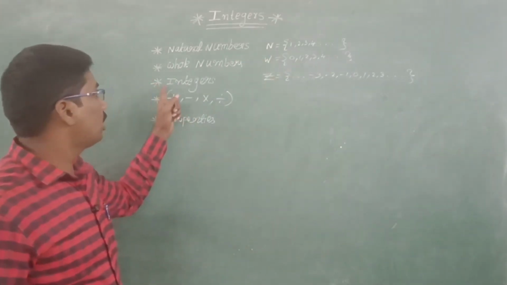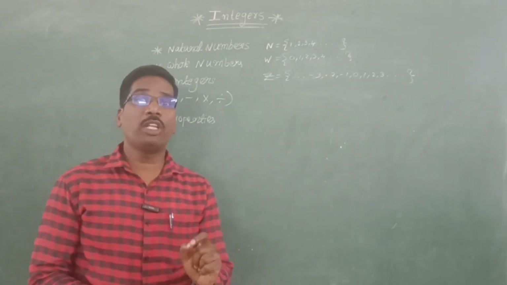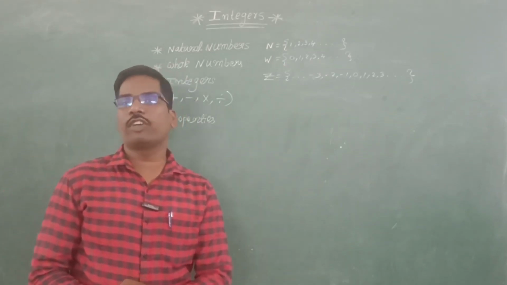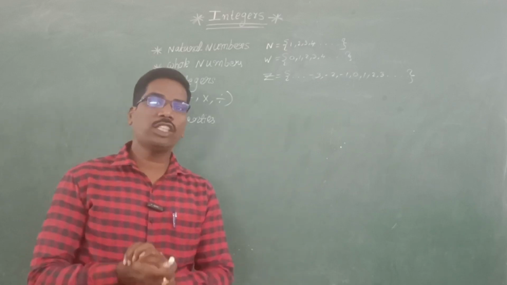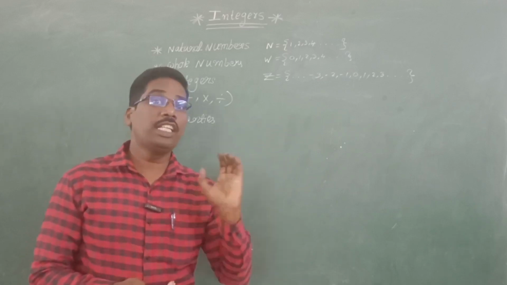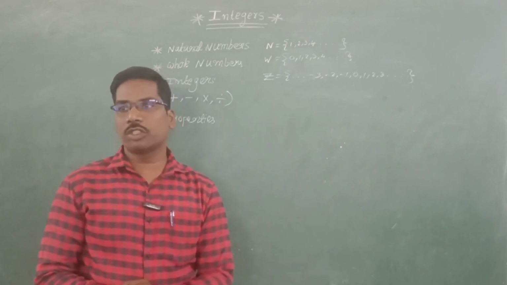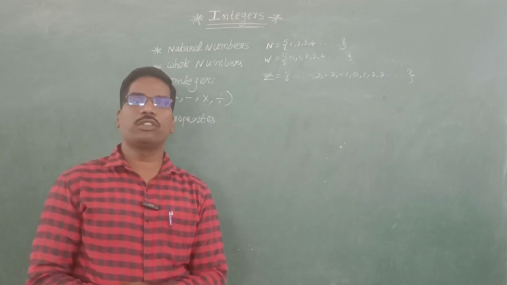Sir, integers starts with I, so shouldn't it be denoted with I? No, because I is used for irrational numbers, which are in a higher class. So we denote integers with Z. Why Z? These numbers were invented by German scientists, and the German word for counting numbers starts with Z. So that is why we denote integers with Z.